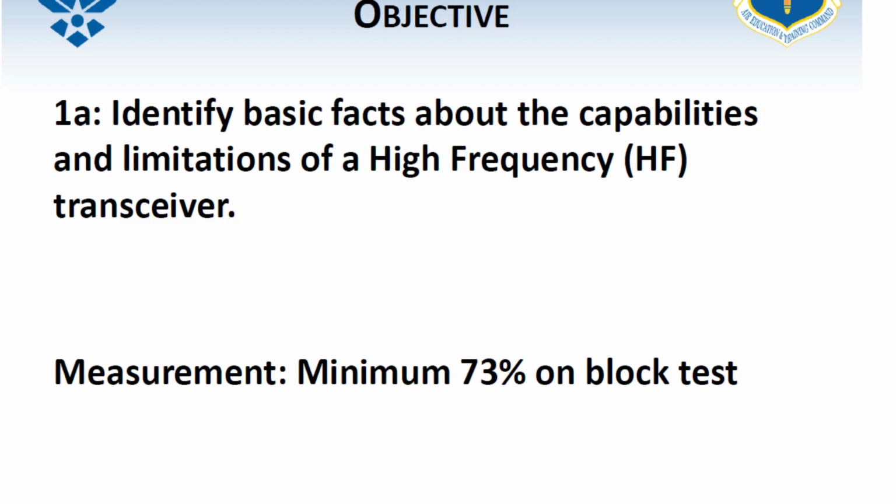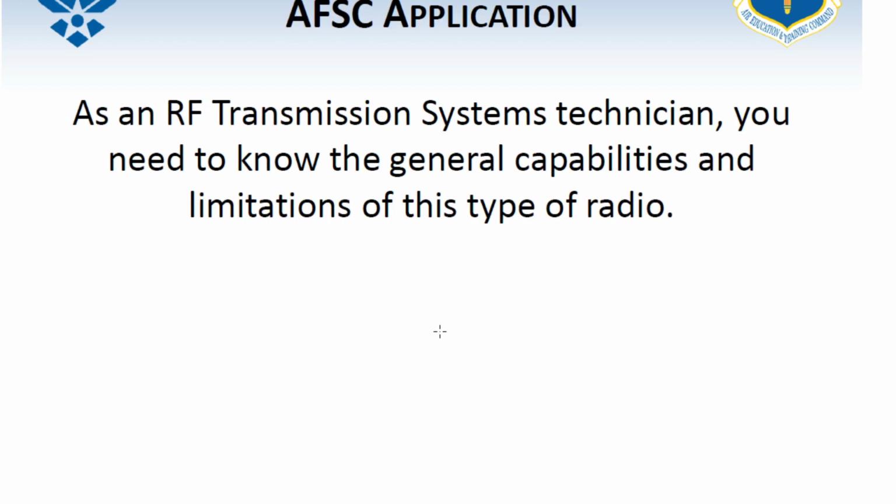This is Block 2. The objective, 1 Alpha, is to identify basic facts about the capabilities and limitations of a high frequency transceiver. You will have a block test on day 5. The minimum score is a 73%. So that means you can miss a total of 4 questions. I want you to shoot for less than 3 because if you miss more than 3, then we have to do counseling and paperwork. So try to strive for less than 3.